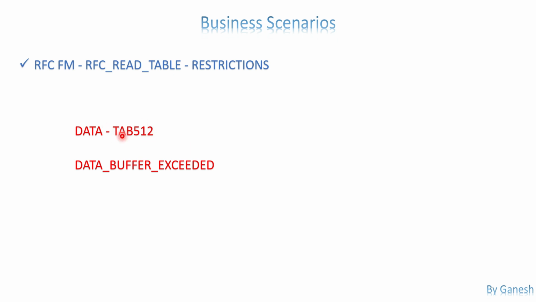One of the restrictions is the data, the internal table parameter: the maximum size for one record is 512. So if you are trying to retrieve 25 fields or 30 fields of data, and all the 25 field values together exceed 512, then you won't get it. So it may be truncated. And then there is an exception also, data buffer exceeded, when the data volume is too large at memory level. Again, it's going to be an issue. So it depends on your business scenario.